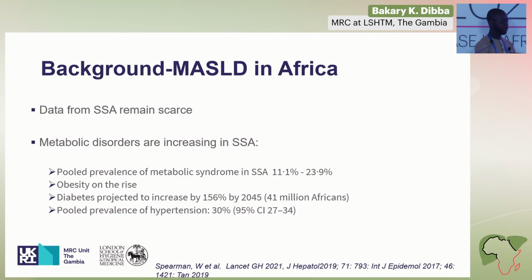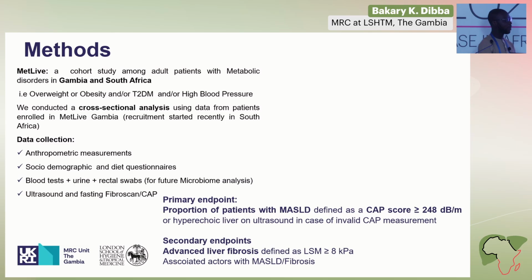A pooled prevalence also shows that in the hypertensive population it is about 30%, with a 95% confidence interval. This was a study done by some of us here in the room. Wendy is one of those people. What we did in the Gambia is the MedLife study. We looked at individuals with diabetes presenting to our outpatient clinic, hypertension, and also obesity and overweight, where we consecutively selected these patients and then screened them for muscle.